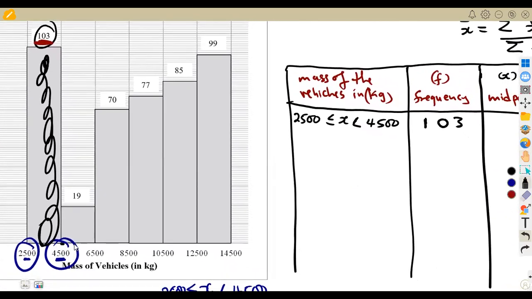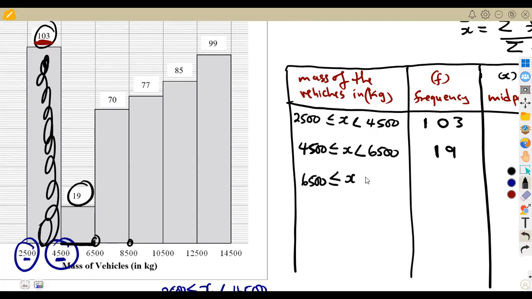Let's move on to the other class, from 4,500 to 6,500. So X is greater or equal to 4,500, but less than 6,500. And the frequency there is 19. We move on to 6,500 to 8,500. So X is greater than or equal to 6,500, but less than 8,500, and the frequency there is 70.